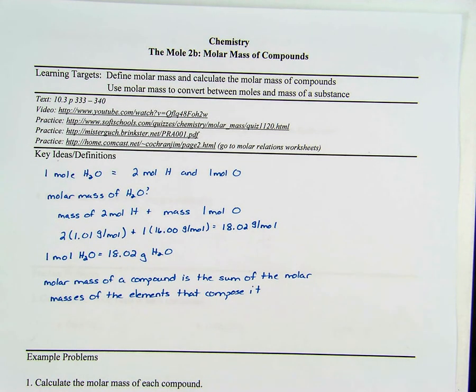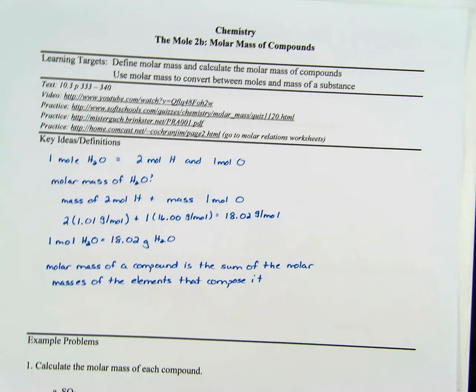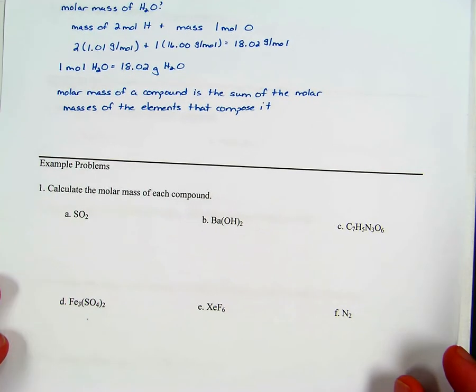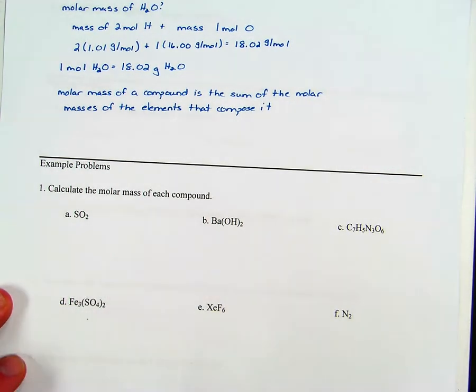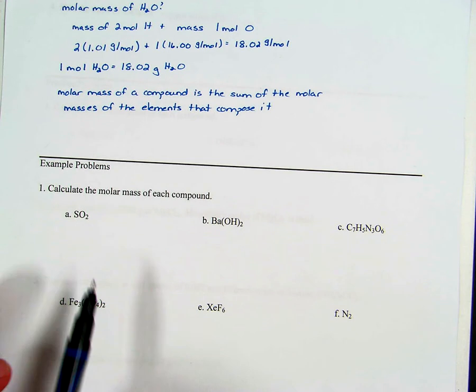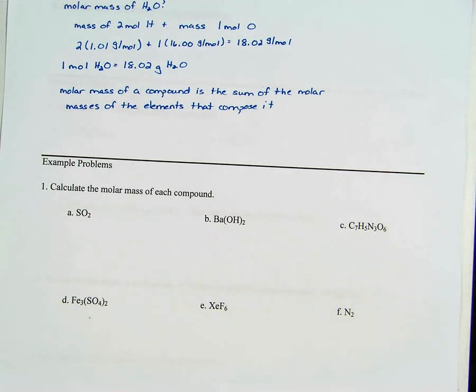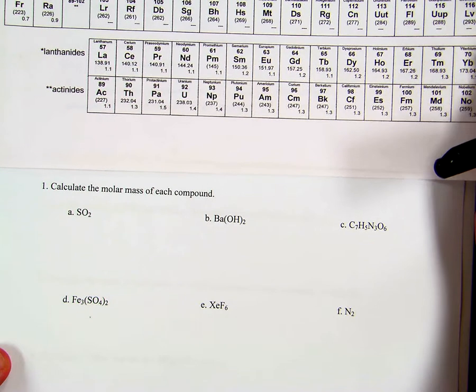So if you look down at the example problems, the first problem simply asks us to calculate the molar mass of each compound. So all we're going to do for these is add up the molar masses of the elements in it. That's all we have to do. Alright, so you want your periodic table handy here. If you don't have it handy, make it handy. And of course, you calculate it.